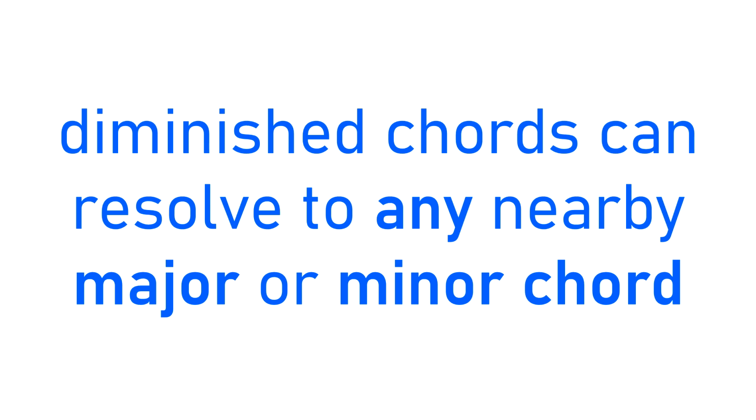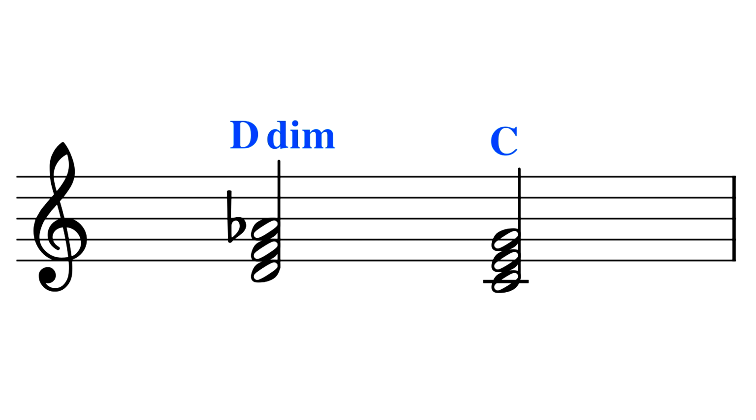Because diminished chords are inherently unstable and dissonant, our ears are pretty content to hear them resolve to any nearby major or minor chord, particularly if each note of the diminished chord doesn't have to travel far to get to the resolving chord. Our ears will be relieved to hear that diminished tension collapse into a good old reliable major or minor chord.